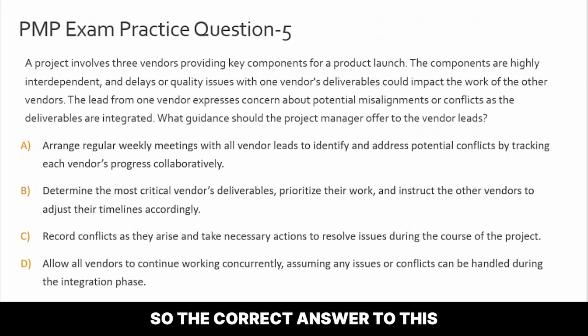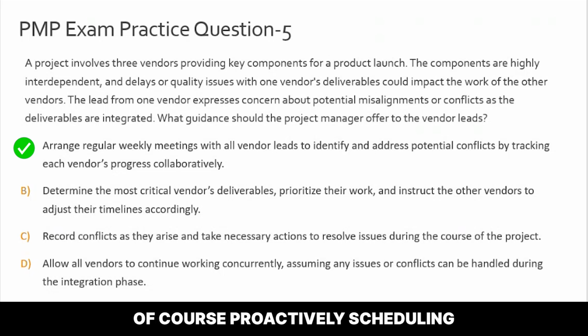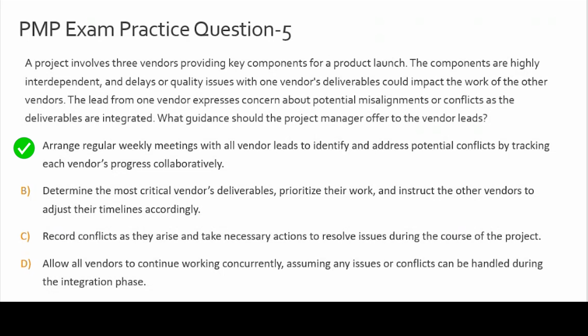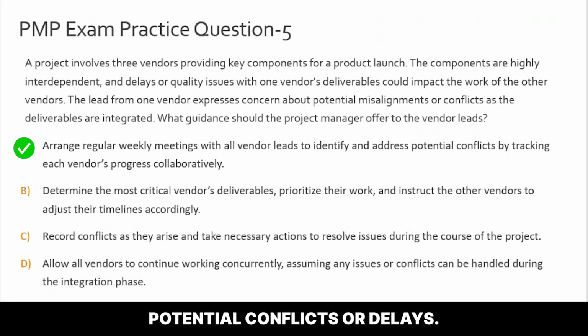Okay. So the correct answer to this question is option A, guys. Which is to arrange regular weekly meetings with all vendor leads to identify and address potential conflicts by tracking each vendor's progress collaboratively. Now this is correct because, of course, proactively scheduling regular meetings with all vendor leads ensures early identification of potential conflicts or delays.